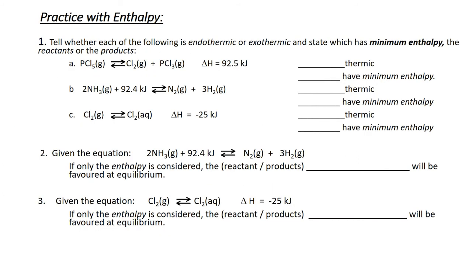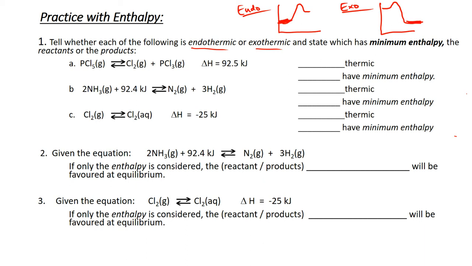So a little bit of practice here. Can we identify endothermic and exothermic and identify what has minimum enthalpy? What I would suggest, if you need it, is think about the visual of our endothermic curves and our exothermic potential energy curves. Enthalpy being the potential energy. So for endothermic, our reactants are lower. For exothermic, our products are lower.